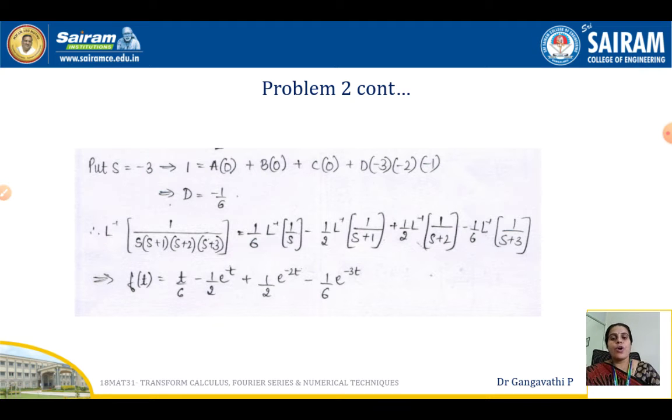Now substitute all of that in the same expression at the beginning, where we considered A, B, C and D, and on substituting we get this expression. Now 1/6 is there as it is. L inverse of 1/s is 1, and L inverse of half into 1 divided by (s + 1) is in the form of 1/(s + a).